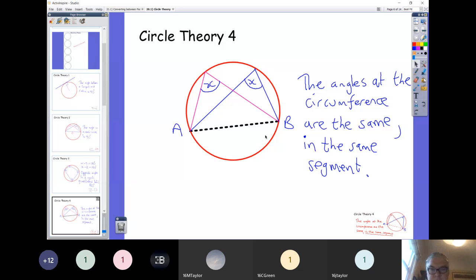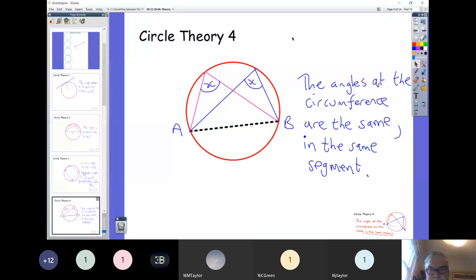Now, when you have a chord, this creates two areas. It creates an area above the chord and an area below the chord. Each of these are called segments. Not that it's relevant here, but it crops up later and certainly at A level: the smaller segment is called the minor segment, and the larger segment is called the major segment, but that's not relevant here.